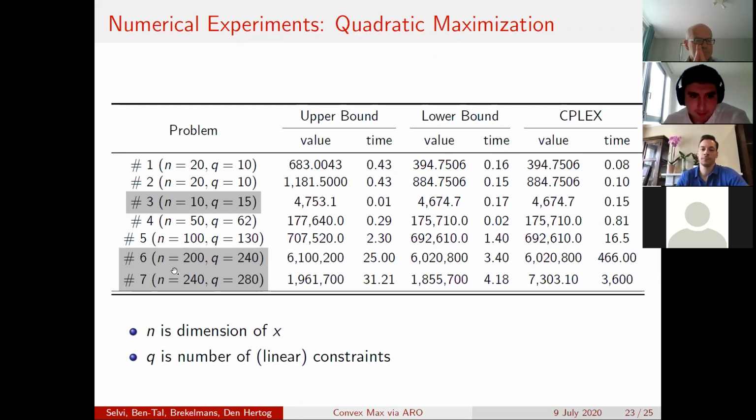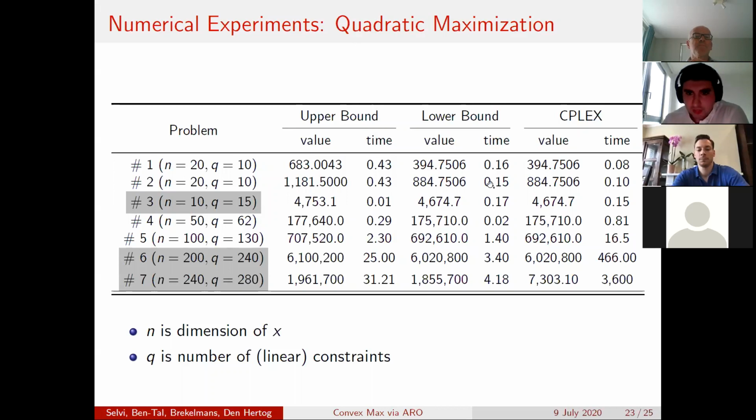But if we keep increasing the problem size, in problem 6 we have 200 variables and 240 constraints, and our lower bound is globally optimum. We verified it ourselves because the upper bound has some gap. The whole upper and lower bound computation takes 28 seconds, while simplex needs 466 seconds to compute the global optimum value. If we keep increasing the problem size, we still solve everything in 35 seconds, but simplex in 1 hour can only find 7,000 as the best value. On the other hand, our lower and upper bounds are around 1.9 million. So there is a huge gap between simplex's solution versus our lower bound and upper bound approximation.